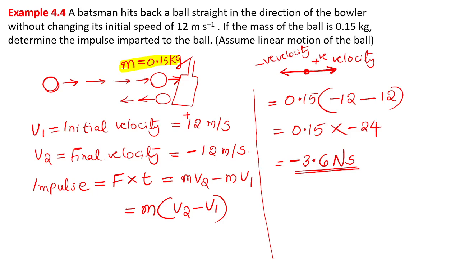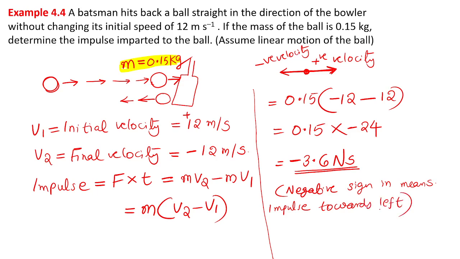This is the impulse and the direction. The impulse is negative 3.6; the negative sign indicates that the impulse is towards left. Let me write it as a note. The negative sign of the impulse indicates that the effort is done towards left, meaning impulse towards left. If the sign is positive, the impulse is done towards right. The effort is done towards left to move the ball.